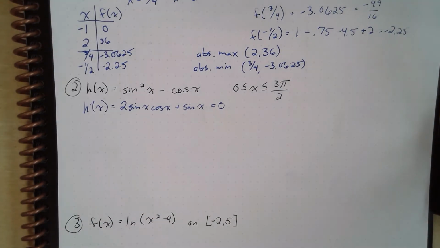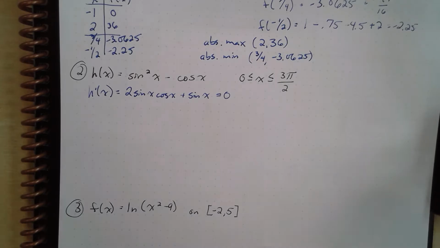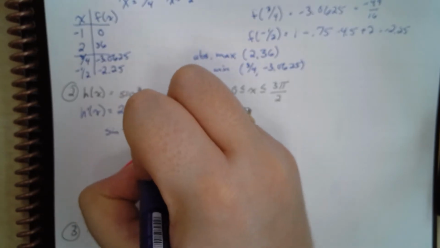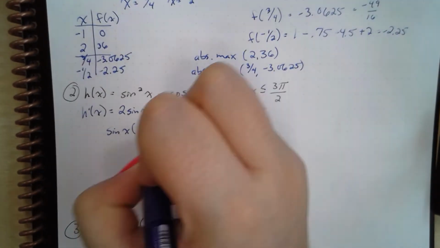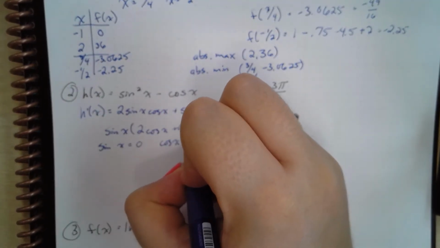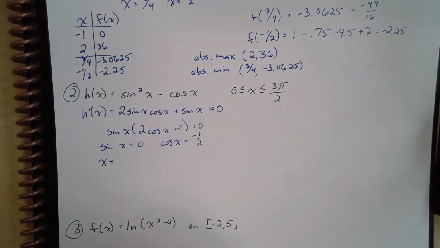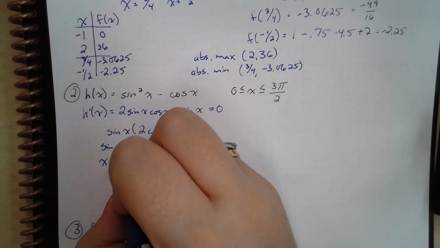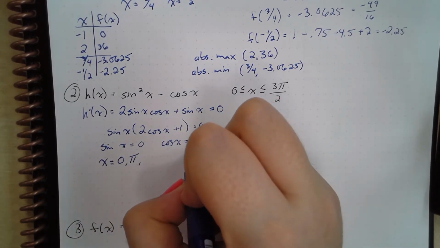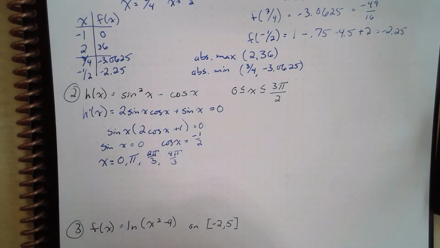Okay, so I'm actually going to solve here. I'm going to factor out sine of x. So I'm left with sine of x times 2 cosine of x plus 1 equals 0. So I have sine of x is equal to 0, and cosine of x is equal to negative 1/2. So x is equal to 0. Sine of x is 0 at 0 and at pi. And cosine of x is negative 1/2 at 2 pi over 3, and again at 4 pi over 3.